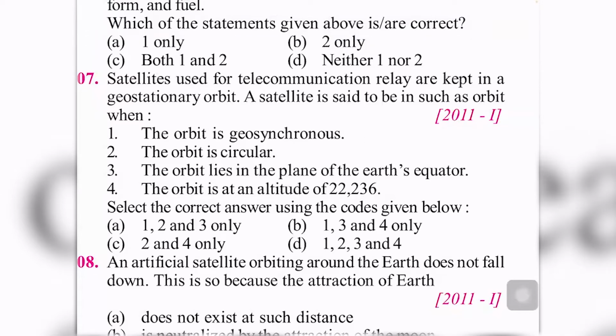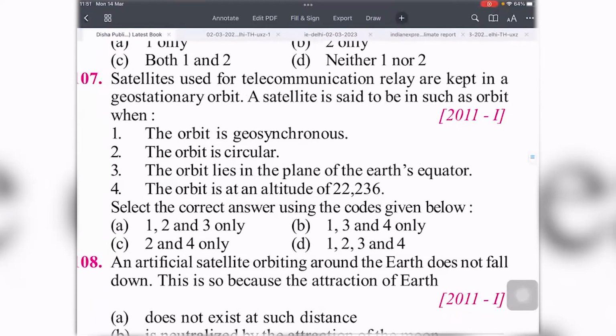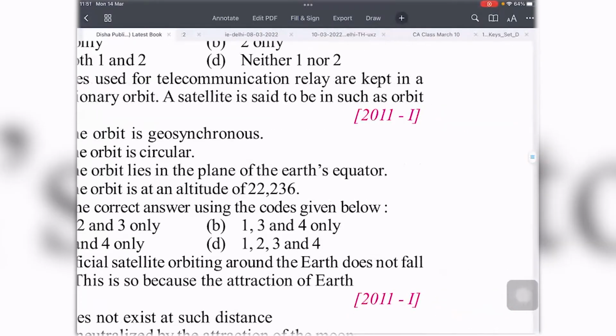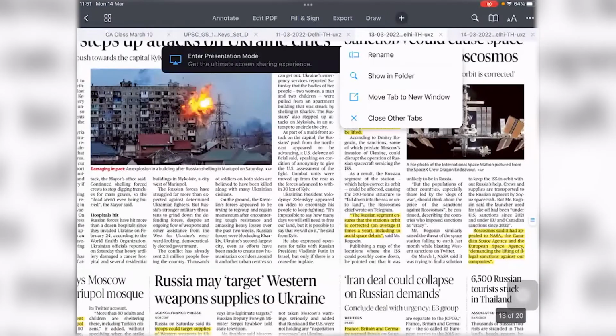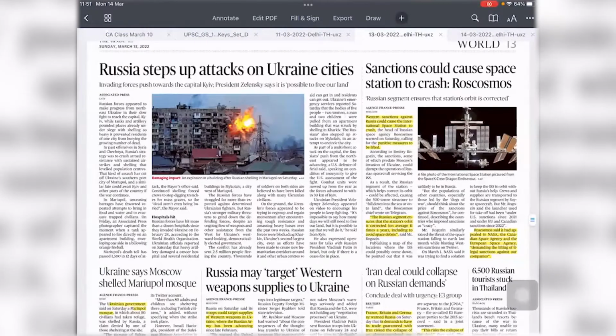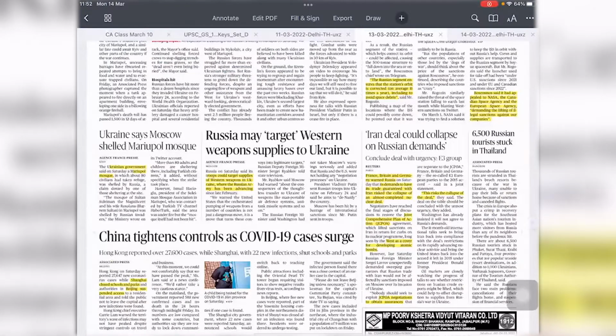So by tomorrow, if you have to come to the class, what is your homework? Satellites. So newspaper, nothing is there. No, it's okay. Okay, we will go to today's newspaper and I will ask questions. Don't worry.